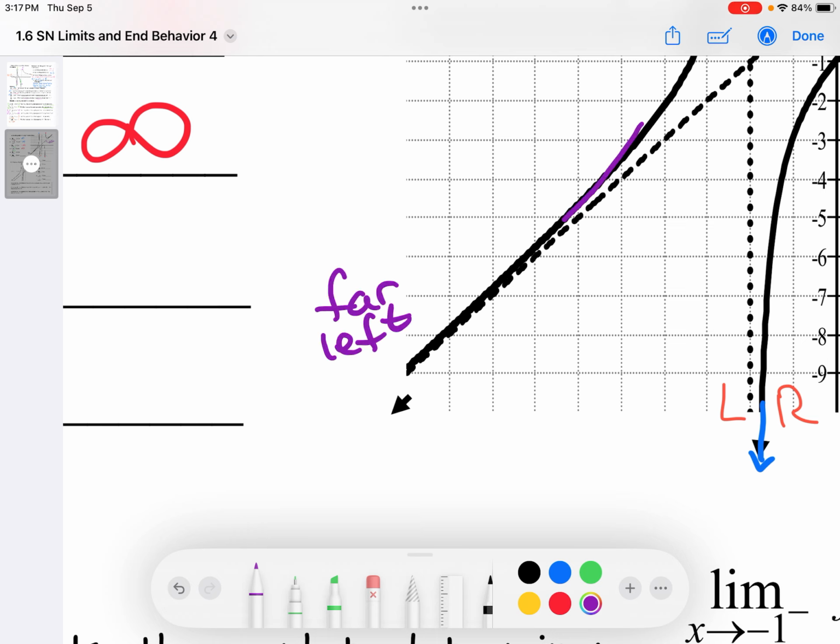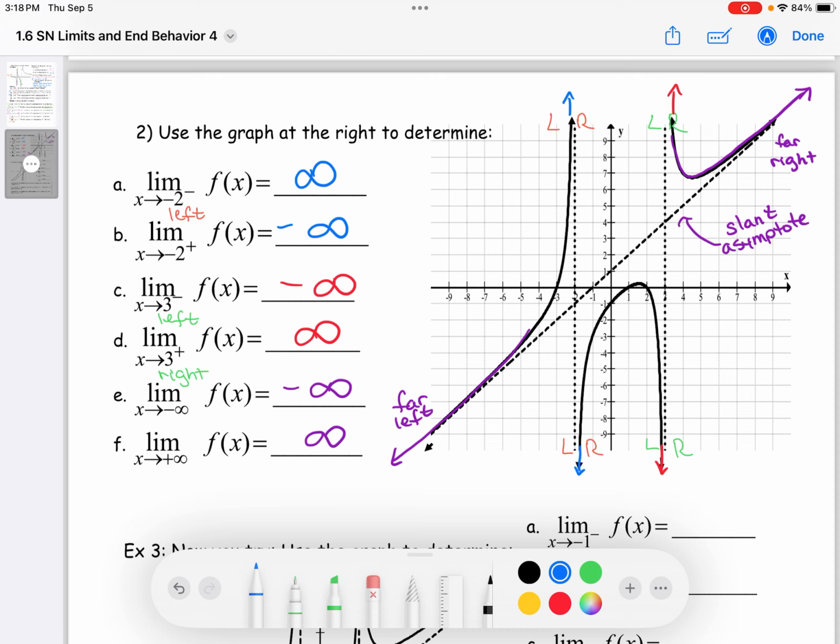Then on the far right of the graph, we're over here. And we see this little shape kind of swooped, and now it's coming towards that asymptote. The y direction of that is going up. So that is a positive infinity for that limit.